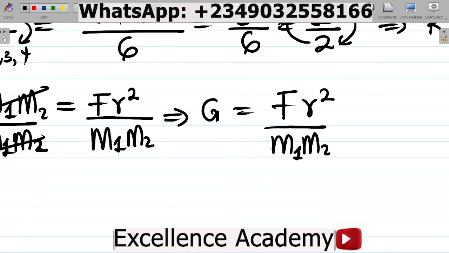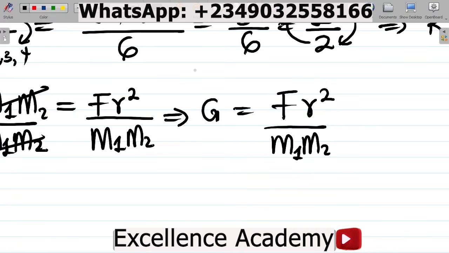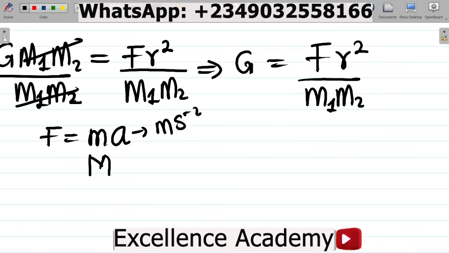All right. So when it comes to getting dimension, what that simply means is that you want to express each of these quantities. F is force, R is distance, M1 is your first mass, M2 is your second mass. You want to express these in terms of mass, capital M, length, capital L, and time, capital T. Let's start with force. We know that force, F, is equal to mass times acceleration. Mass is a capital M. Acceleration, the unit is meter per second squared.